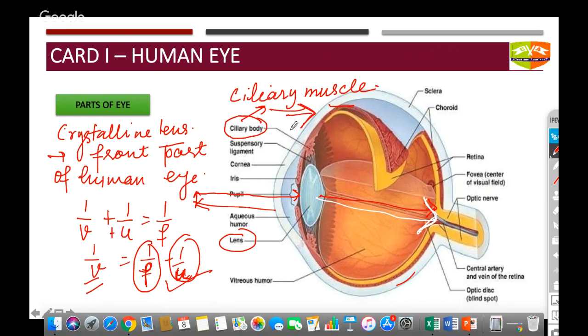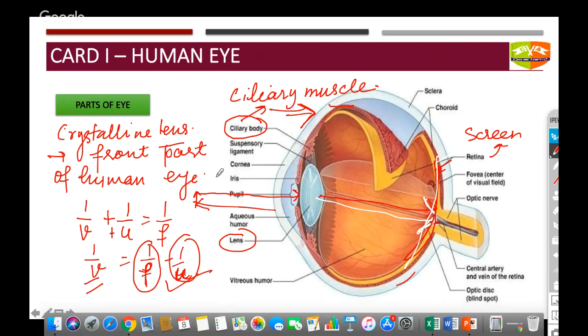So the role of the ciliary muscle is to change the focal length of the eye lens, so that the image is always formed at the retina. The retina is here, after the vitreous humor. This retina acts as a screen, because the image is formed over here. So the retina acts as a screen and the image is formed over here.